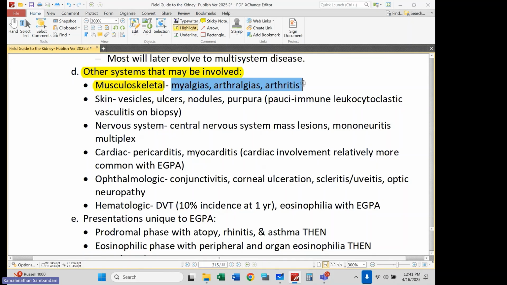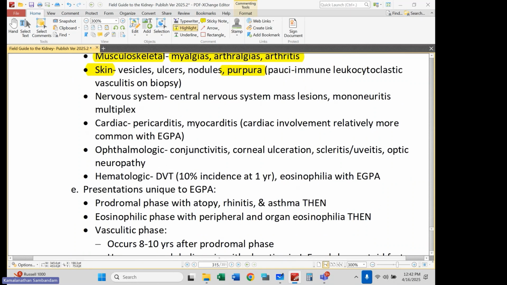Musculoskeletal involvement can be present with these non-specific myalgias and arthralgias or frank arthritis. Again, when I have purpura, that is your clinical clue that this is a small vessel vasculitis, and that opens up your differential to that list of possibilities. This can also present with ulcers, nodules, but again, the typical is purpura, and on biopsy, I see leukocytoclastic vasculitis. Remember, HSP would also see purpura and leukocytoclastic vasculitis.